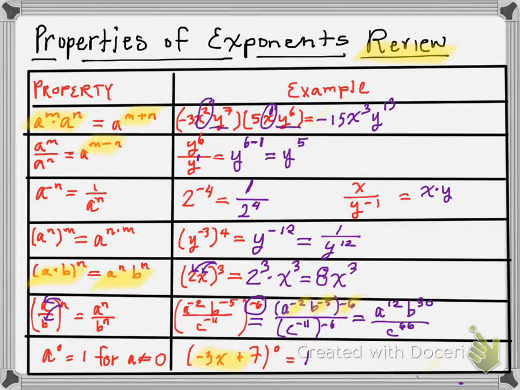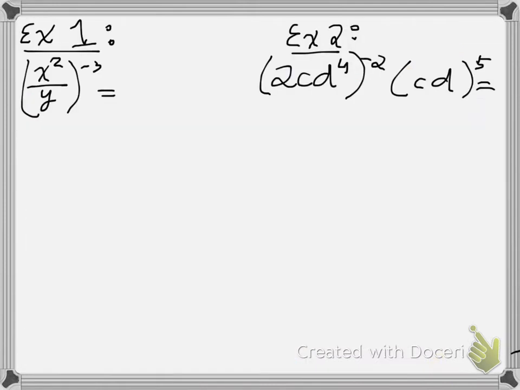So now that you have this chart completed, we're going to look at a couple more examples that are a little more complex, that involve combining different rules together. So the first example has x squared divided by y, all raised to the negative 3 power. Okay, so first of all, when I have division raised to a power, both top and bottom get that, you multiply that exponent in, right? So my first step here would be to do negative 3 times 2 with the x. So on top, I'd get x to the negative 6.